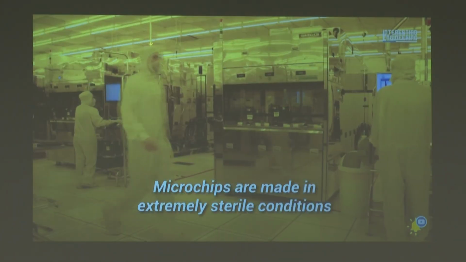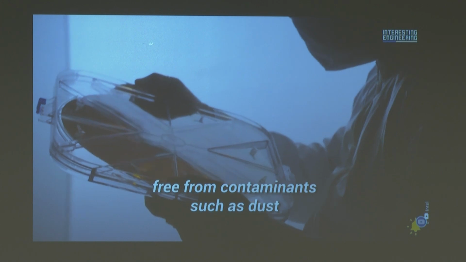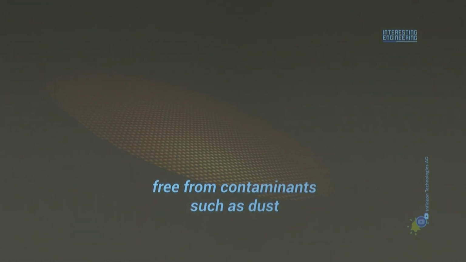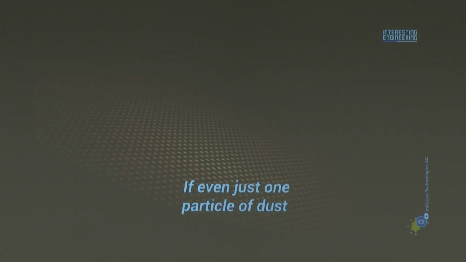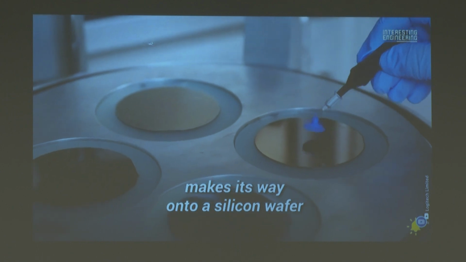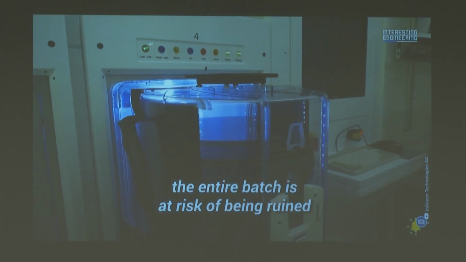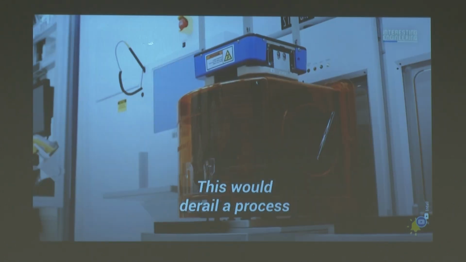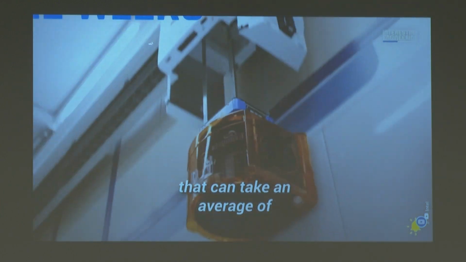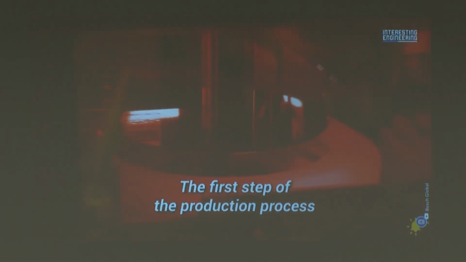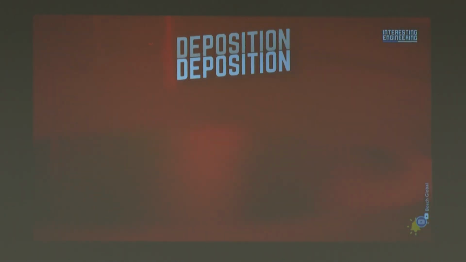Microchips are made in extremely sterile conditions, free from contaminants such as dust. If even just one particle of dust makes its way onto a silicon wafer, the entire batch is at risk of being ruined. This would derail a process that can take an average of 12 weeks. The first step of the production process is deposition.